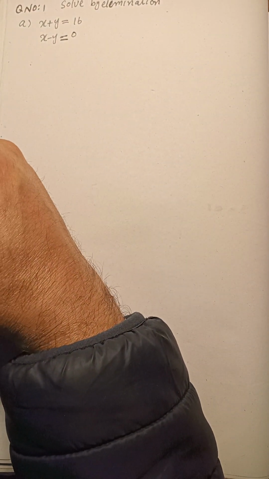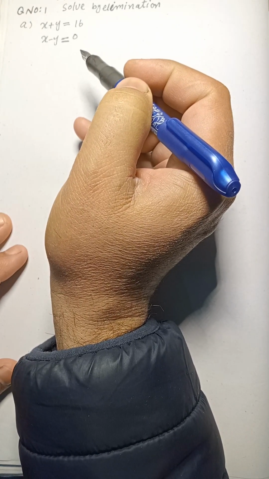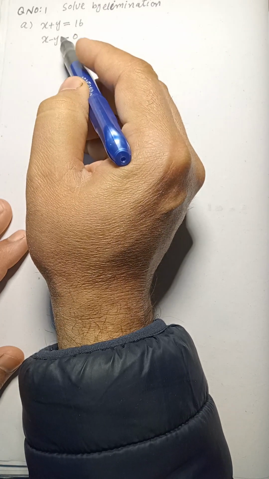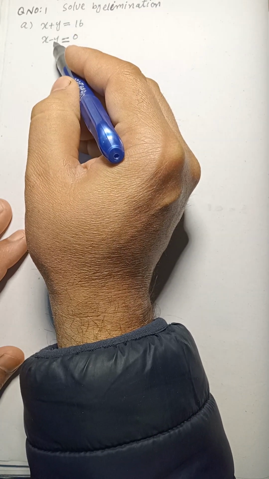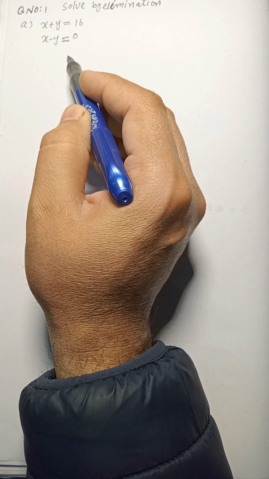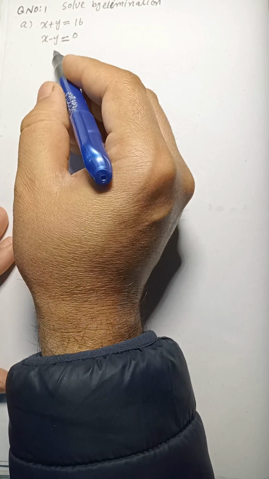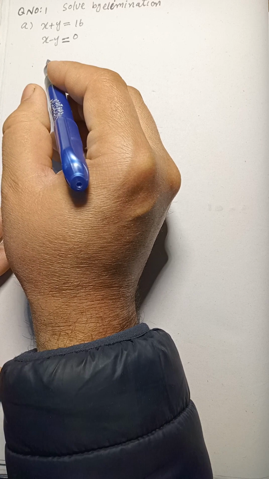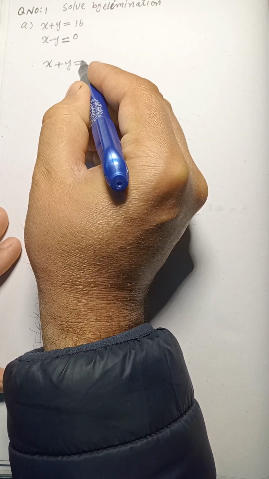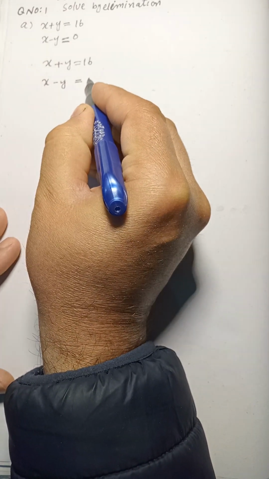Elimination method means we have to remove x from both or y from both, whichever is simpler. So see here, this y is of plus sign, and this y is of minus sign. So simply by adding these equations we can remove y from both of them. So let us remove y by adding these. Write again x plus y is equal to 16 and x minus y is equal to 0.